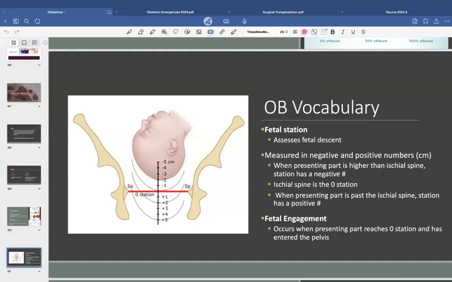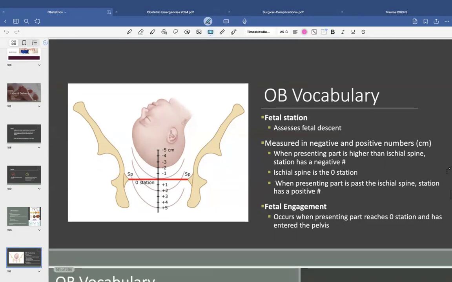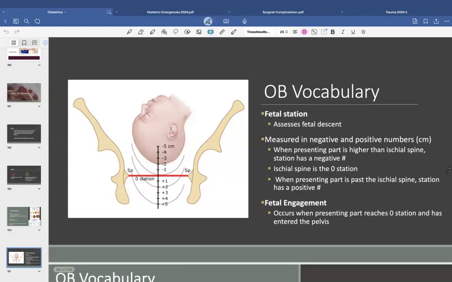Any of those negative numbers mean the baby is higher up in the pelvis. Once the baby starts to come down, the numbers become more positive. So for example, a -3 station means the baby's head is still high in the pelvis, while +2 means it is below the ischial spines. Usually at +3, you have crowning. So we see crowning at those stations.